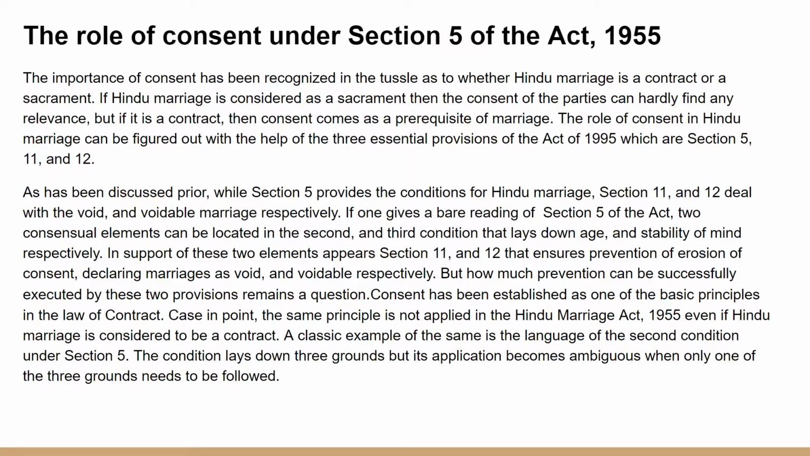If one gives a bare reading of Section 5 of the Act, two consensual elements can be located in the second and third condition that lays down age and stability of mind respectively. In support of these two elements appear Sections 11 and 12 that ensure prevention of erosion of consent, declaring marriages as void and voidable respectively. But how much prevention can be successfully executed by these two provisions remains a question.